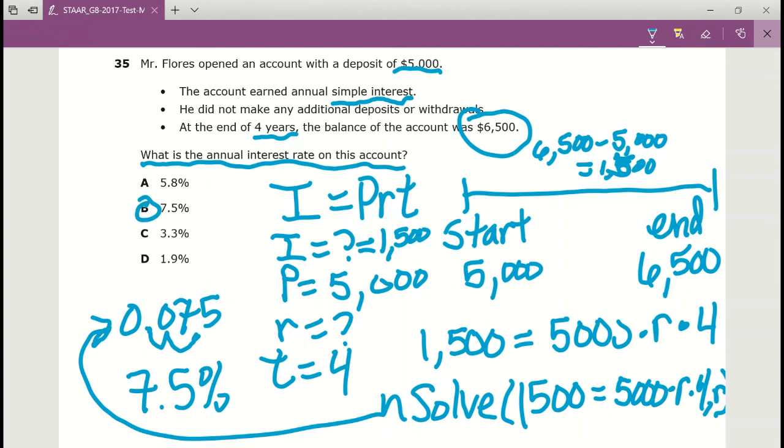Yeah, so these problems, simple and compound interest, are always some of the hardest questions on the test. Just start with your formulas and then go from there. Write down what you know, write down what you're looking for, and then see if you can solve them.